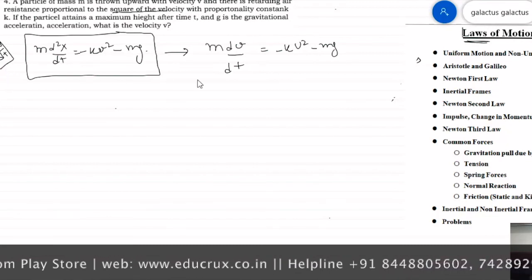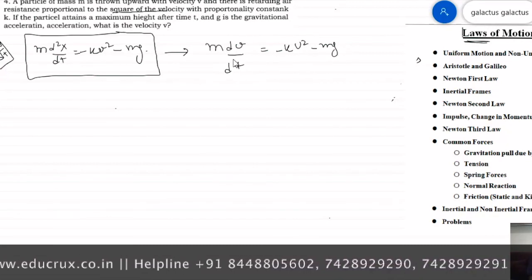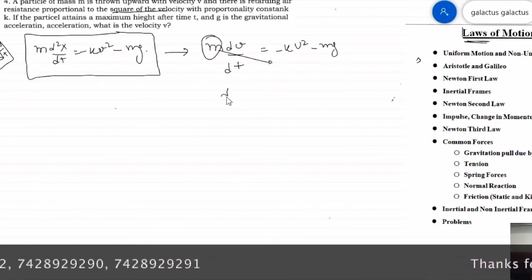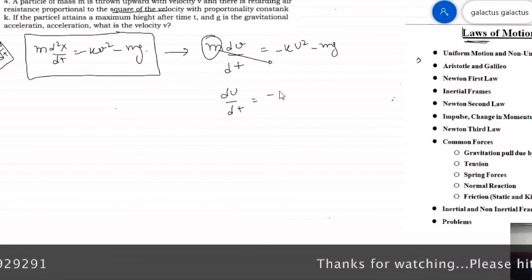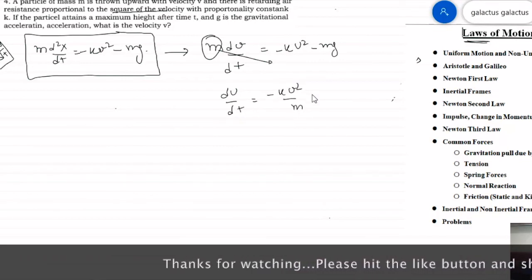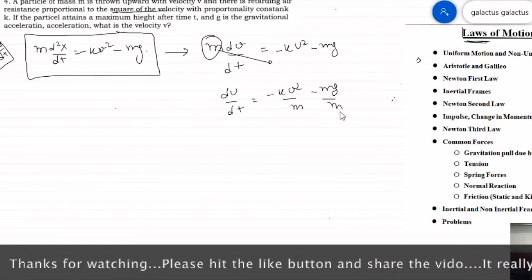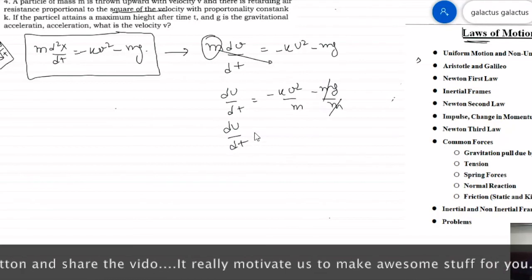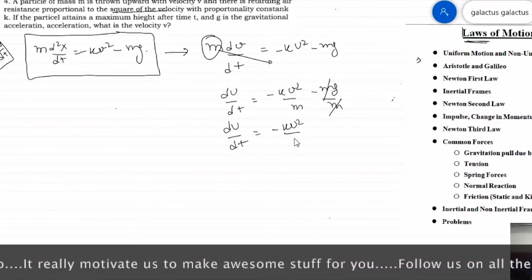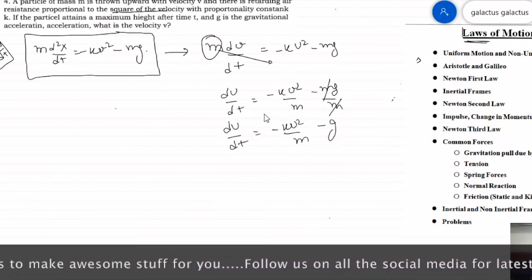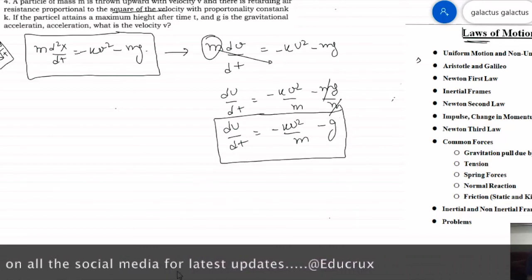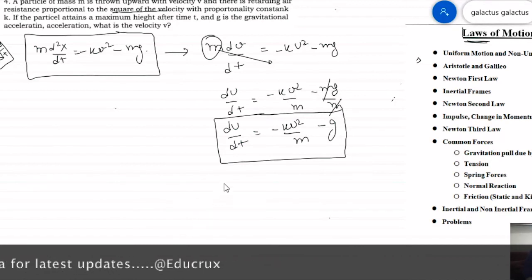This is the other definition for the acceleration, so I can write this. And if I take mass to this side, I can write dv by dt is equal to minus kv squared by m minus mg by m. So I can cancel the mass and I'll get dv by dt is equal to minus kv squared by m minus g. So this is the equation that we have to solve. This is a differential equation, and to solve it we must know how to do integration.